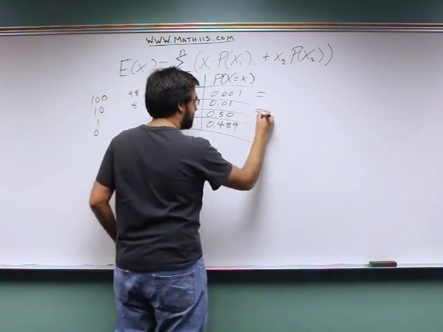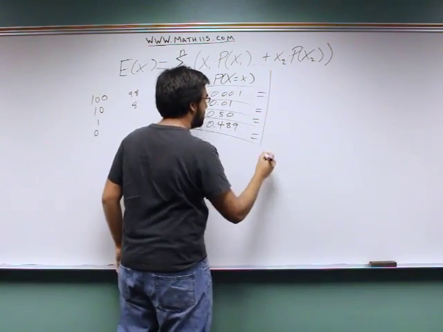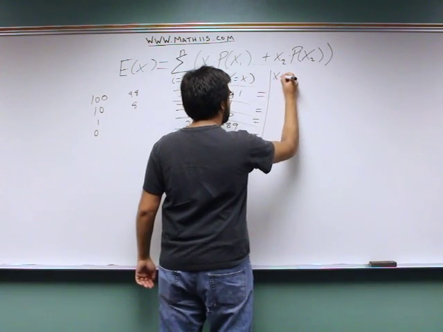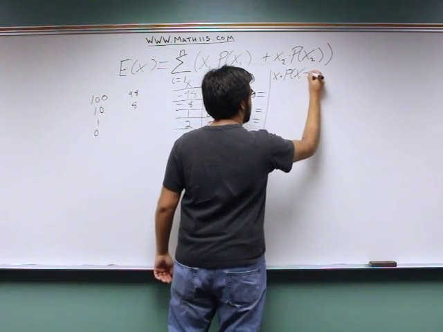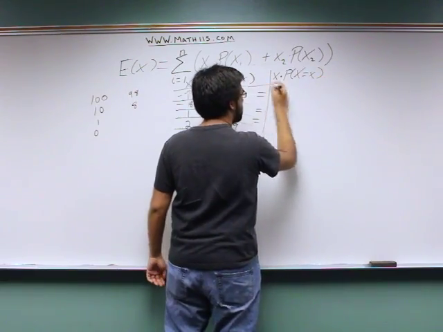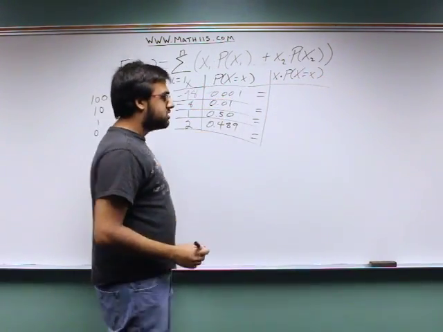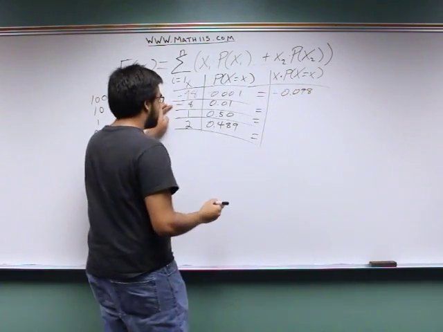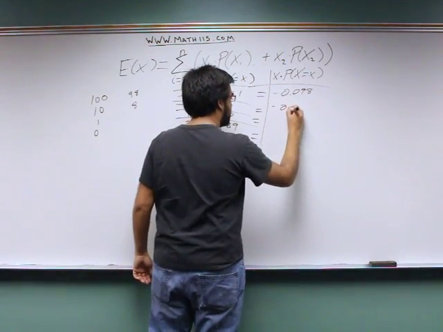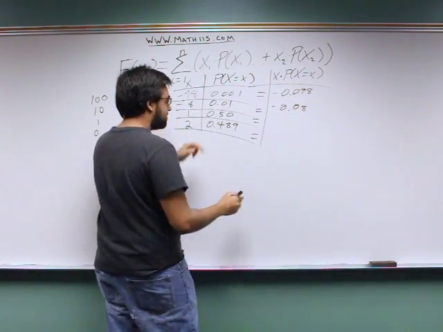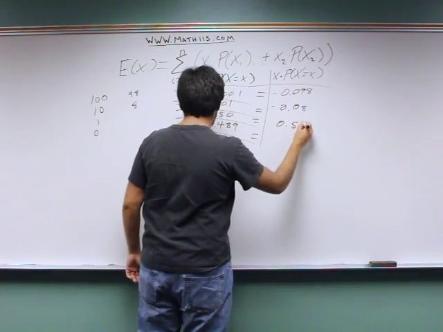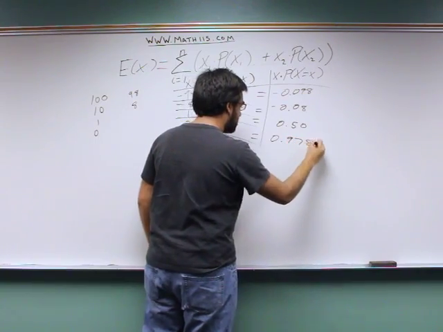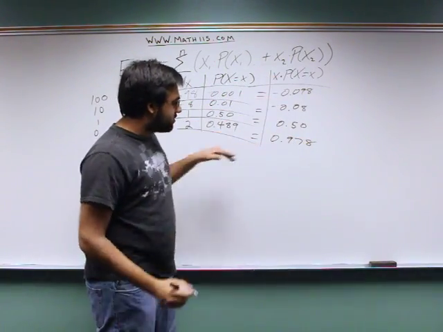So our third column will be x times the probability big X is equal to x. So this times this gets us negative 0.098. This times this gets us negative 0.08. This times this is 0.50. And then this times this is 0.978. So these are the individual expected values.